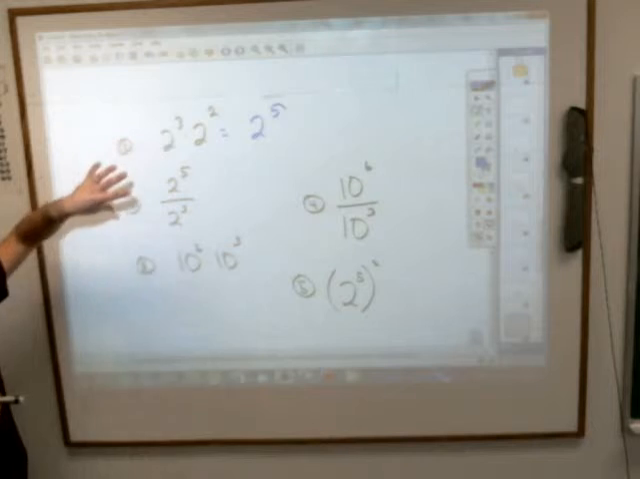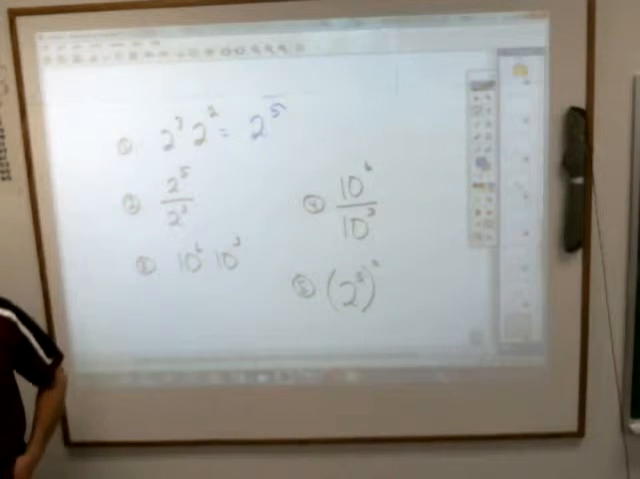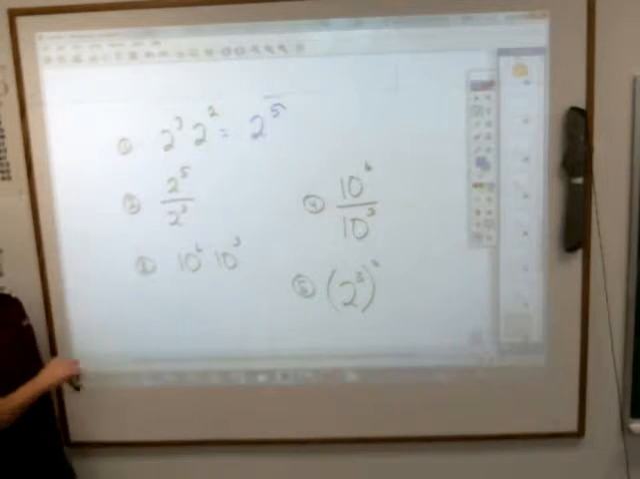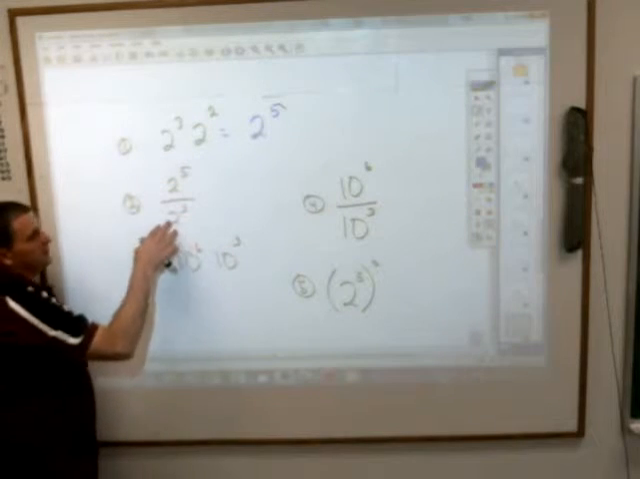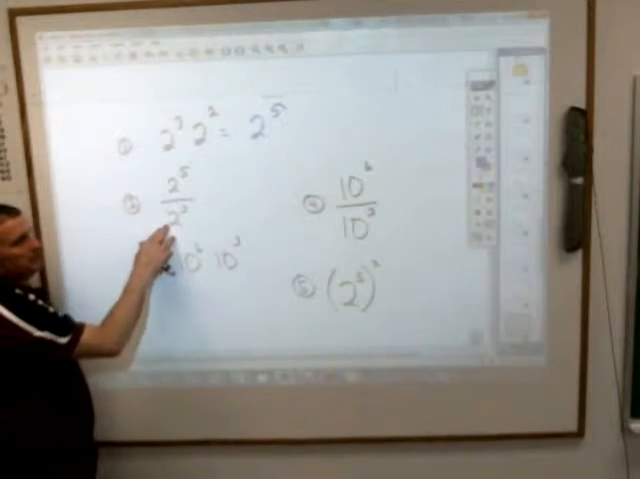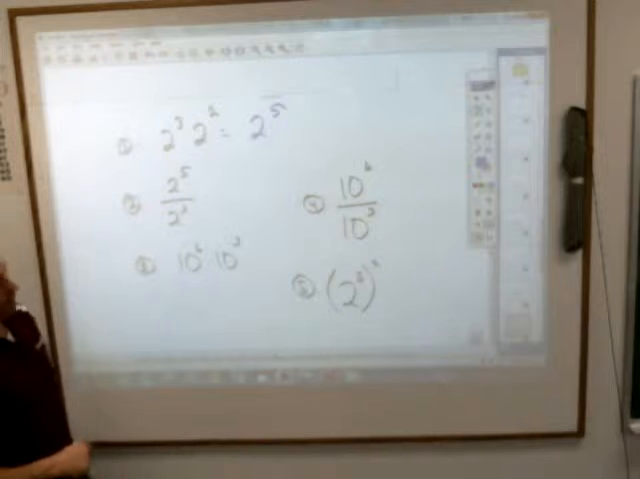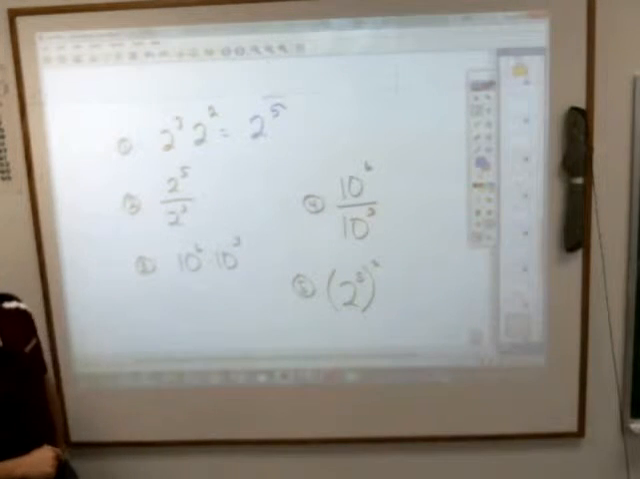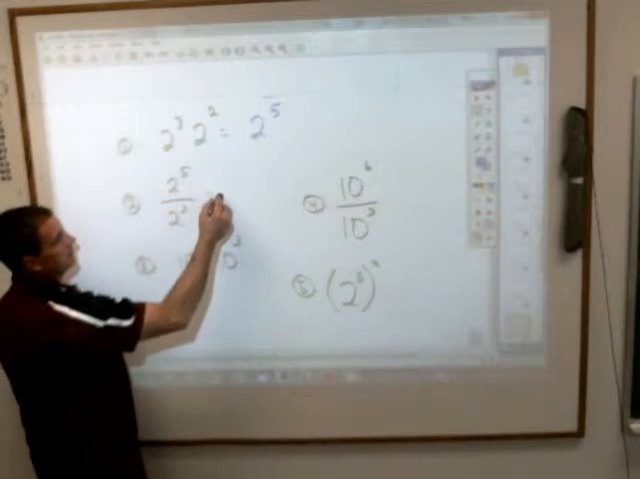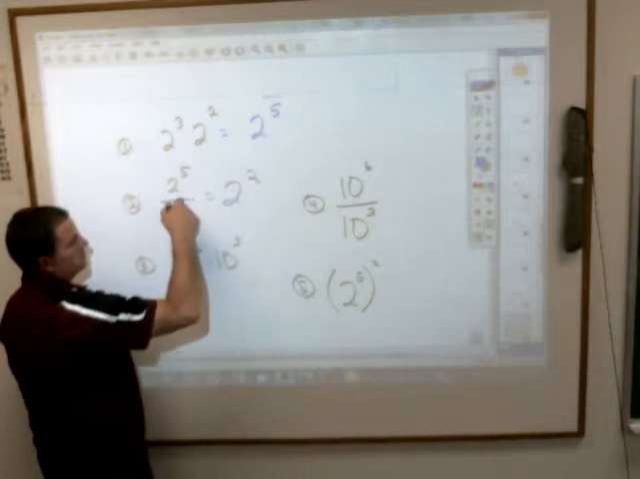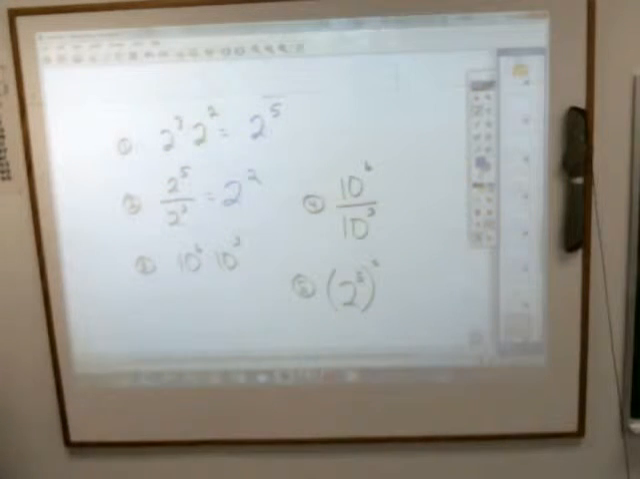2 to the fifth power over 2 to the third power. When you divide, by the way, they have to be like bases. If this was a 6 down here, you couldn't do this. These have to be alike. If you have 2 to the fifth over 2 to the third, you end up with, Josh? 2 to the second power, because you subtract exponents.